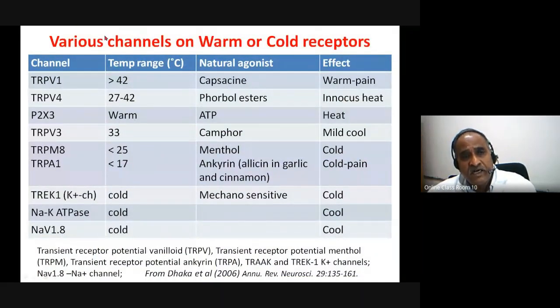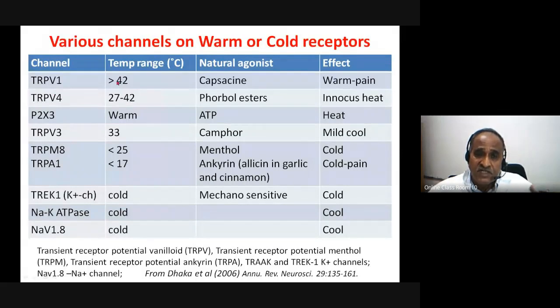Now, let us understand the dynamics of these warm and cold receptors and the channels. I will just briefly read through these things. TRPV1, transient receptor potential vanilloid 1. This will detect warm. This is a warm receptor, greater than 42 degrees Celsius. And this can be stimulated by capsaicin and even the ions. The effect is the warmth and the pain, because more than 42 is becoming hotter.